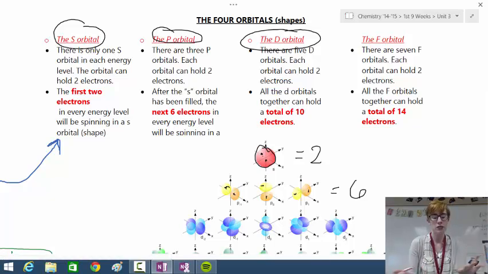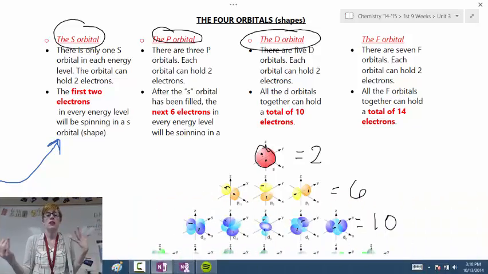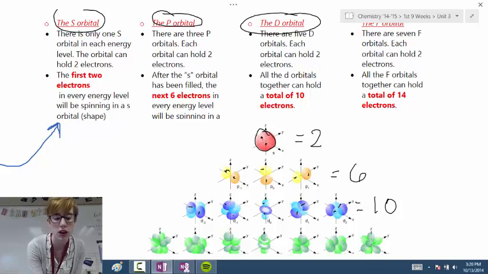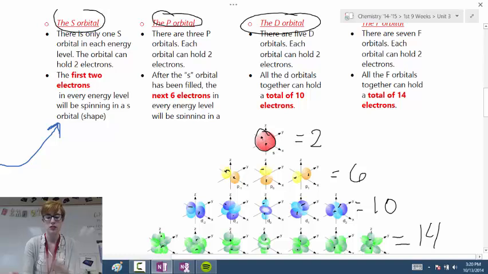Okay, so the d orbital comes in groups of 5. So there can be 5 d orbitals, and again, each individual orbital can hold 2 electrons. So 1, 2, 3, 4, 5, 6, 7, 8, 9, 10. So total, all of the d orbitals combined can hold 10 electrons. So the f orbital comes in groups of 7. So there's a total of 7 f orbitals. Each orbital can hold 2 electrons again. So these black dots represent electrons. So total, the f orbitals can hold 14 electrons.